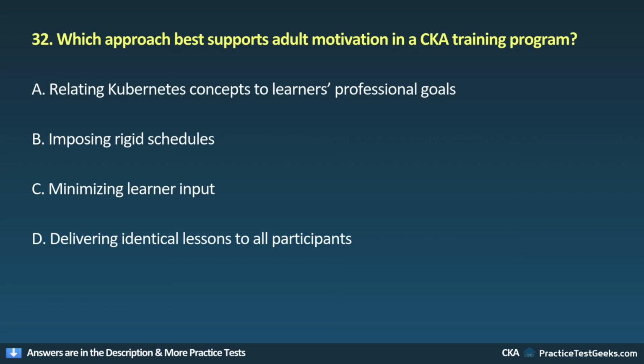32. Which approach best supports adult motivation in a CKA training program? A, relating Kubernetes concepts to learners' professional goals. B, imposing rigid schedules. C, minimizing learner input. D, delivering identical lessons to all participants.